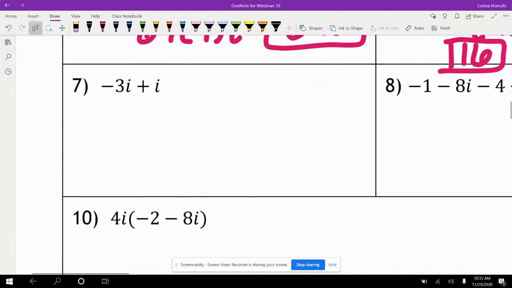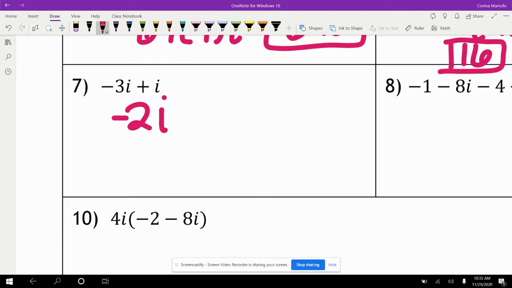So for example, here you have -3i and you add 1i. So it would be like adding x's. -3x plus 1x would give you -2x, so here it's -2i.